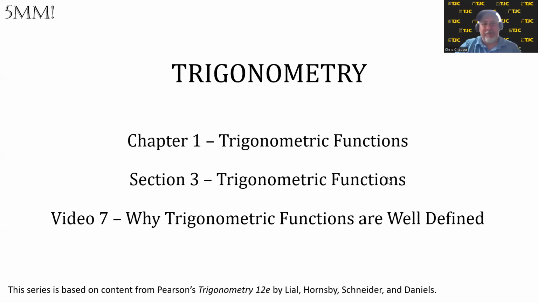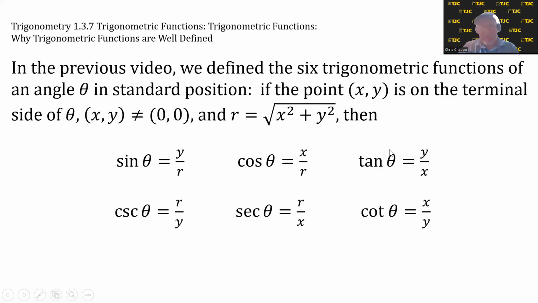What do I mean by well defined? Well, let's get into it. In a previous video, we defined the 6 trigonometric functions of an angle theta in standard position. If the point x comma y is on the terminal side of theta, and that point is not the origin, and r is the square root of x squared plus y squared, the distance from the origin to x comma y, then here are the definitions of our 6 trig functions, which you need to know.